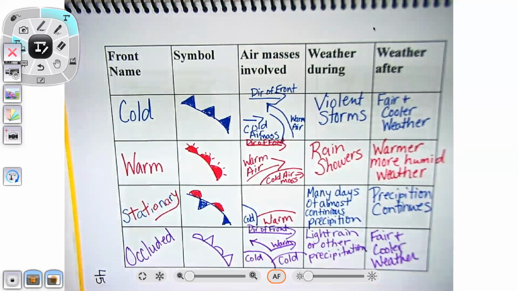All right, boys and girls. So there is your mini introduction on fronts.